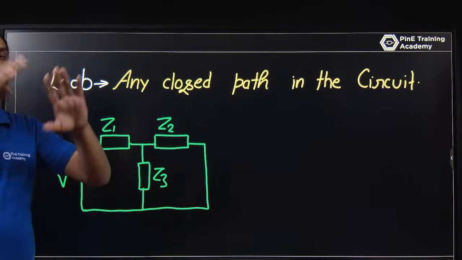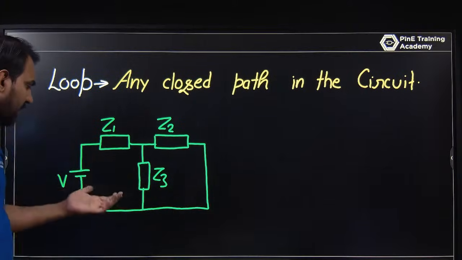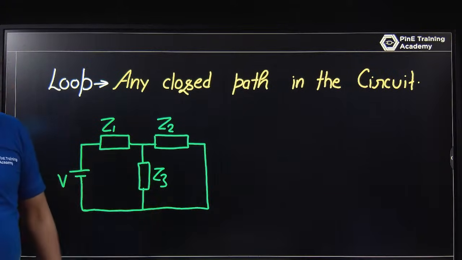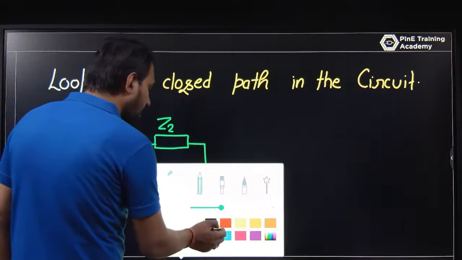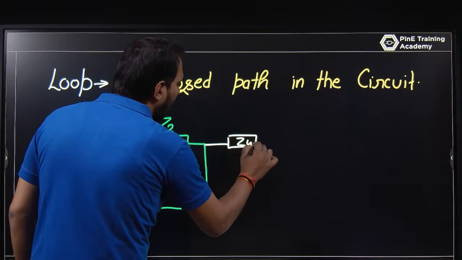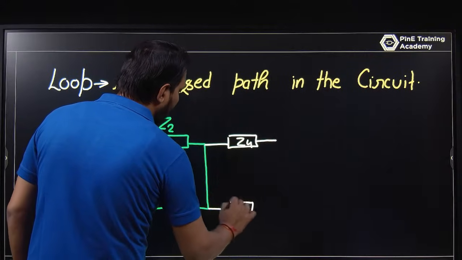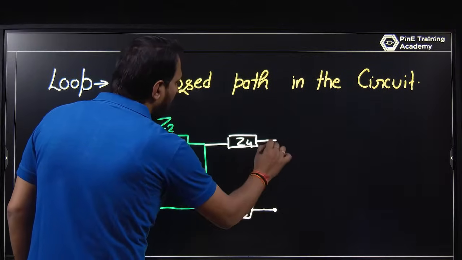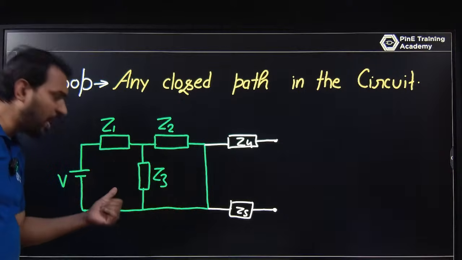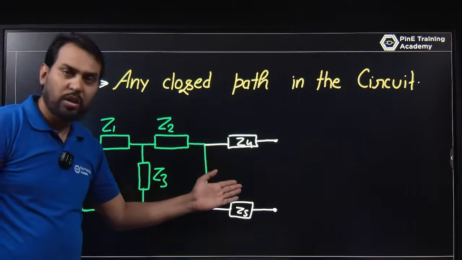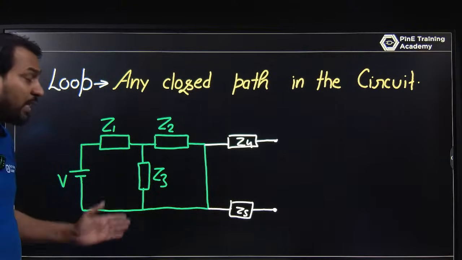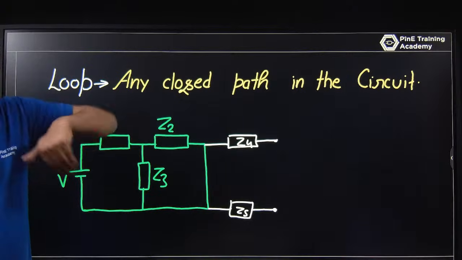So whenever you have a closed path like this, we have a voltage, we have impedances Z1, Z2, Z3. This is a loop. If I design one more, let this be Z4 and this be Z5. This is one of the loops, this is one of the loops, and that bigger one is also one of the loops, but this one is not, because this is not a closed path. A closed path means the current can return back.